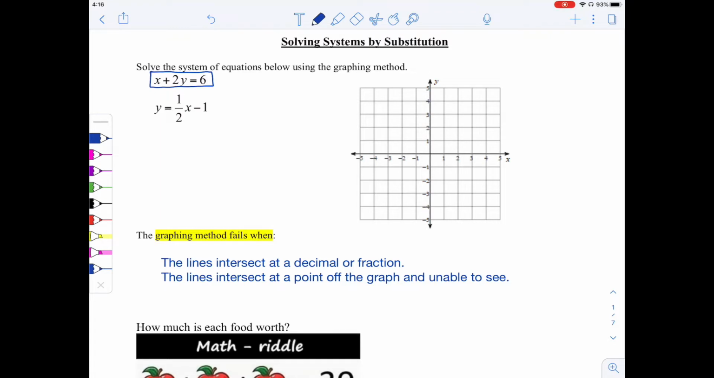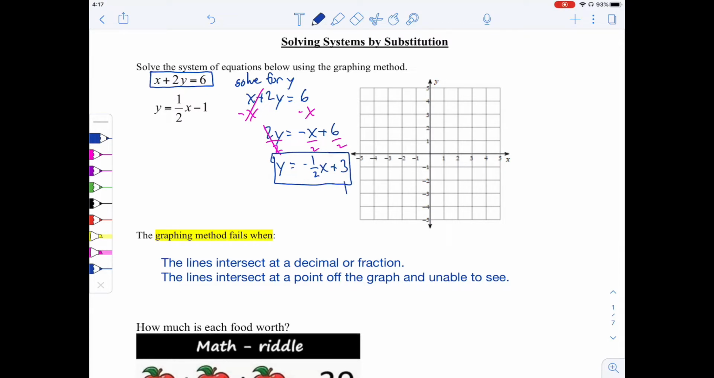So remember we need to solve for y. We have x plus 2y equals 6. Always subtract your x value first. So subtract x. We have 2y equals negative x plus 6, because they're not like terms, so keep them separate. Then divide everything by 2, so we get y equals negative 1/2 x, and then 6 over 2 is 3. So this is the equation that we're going to graph.